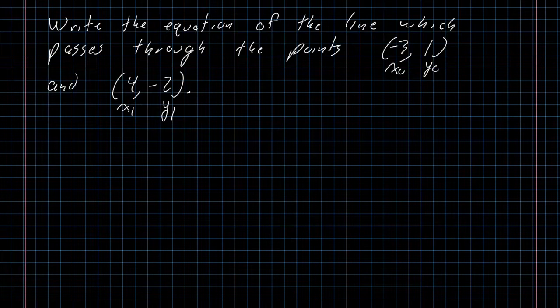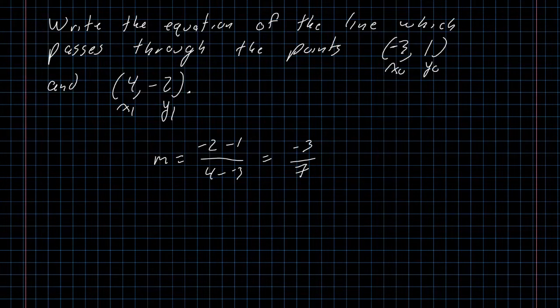And one of the things you saw in the proof I just did is that no matter which order you set the subtraction, calculating the slope will give you the exact same value. So m is y1 minus y0, so that's -2 minus 1, over x1 minus x0, that's 4 minus -3. So this is going to be -3 over 7. Had you set the subtraction up the other way, you would have instead ended up with 3 over -7, which is the exact same number.